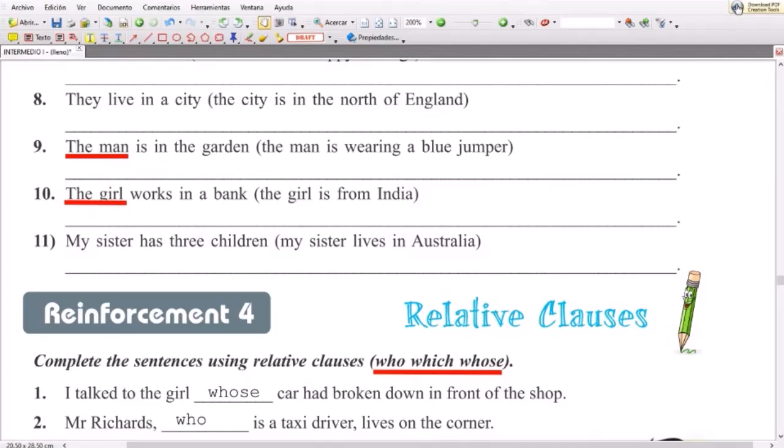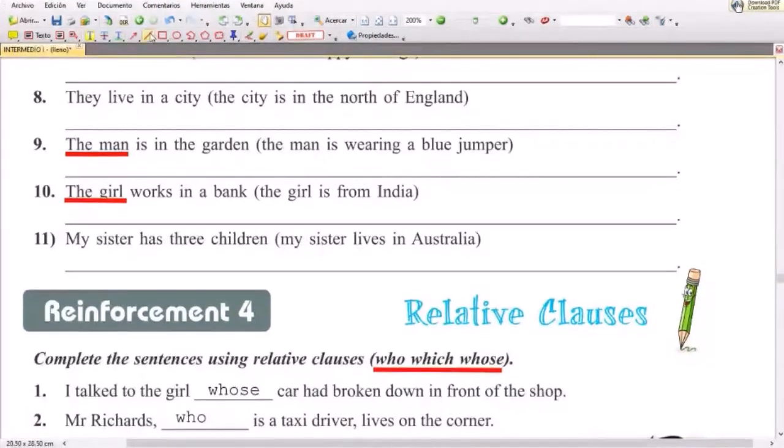Mr. Richard, who is a taxi driver, lives on the corner. And this, Anna, is extra information, very useful when you want to write an article. Check it out. Here you have a comma and a comma.